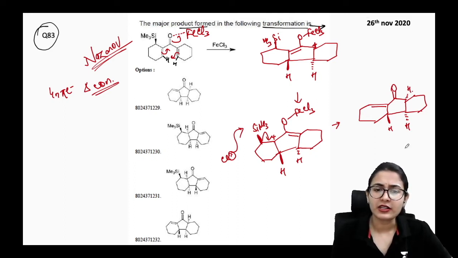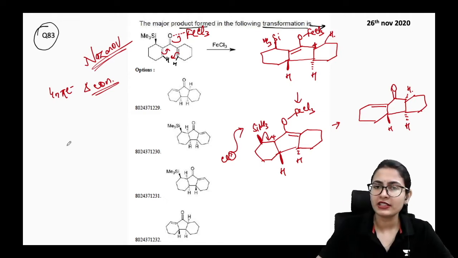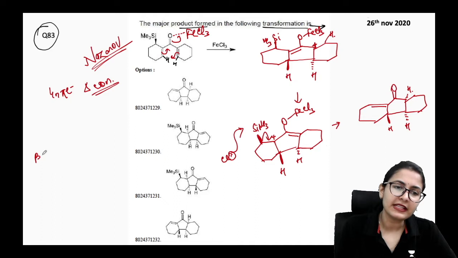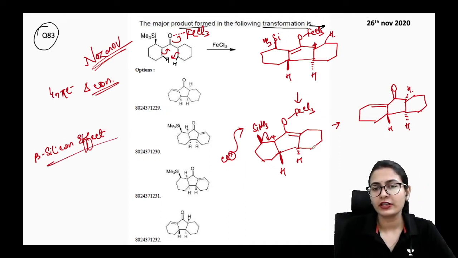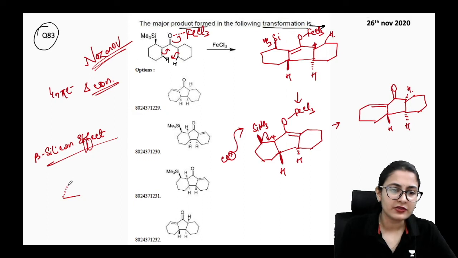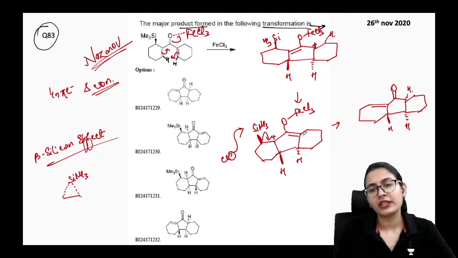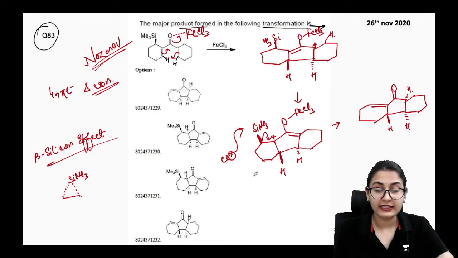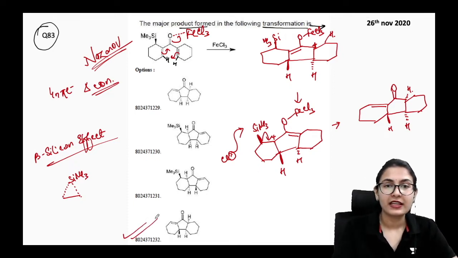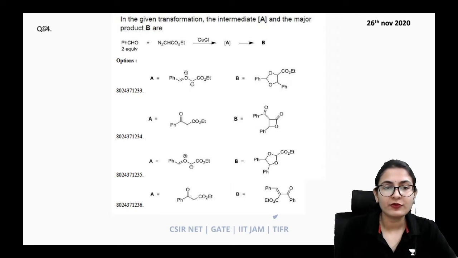Alright, so why do we get this product, guys? Why only silicon removing from here? Why not this hydrogen? Because silicon is first of all more electropositive than the hydrogen. Second thing is we have a beta silicon effect. What is the beta silicon effect? Whenever there is a carbocation present on the beta carbon to silicon, it will be stabilized by hyperconjugation like this. So this is basically hyperconjugation, sharing the sigma bond, right? And that is why the answer is option number D. Nazarov cyclization, very well. Let's move onwards to the next question.